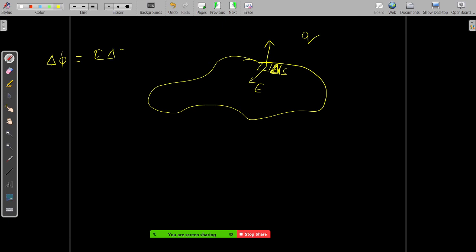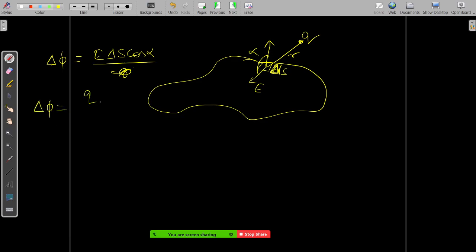Okay, so let's say we have this delta s, and let's say the angle between these two is alpha. So delta s cos alpha divided by r squared, where r is the distance from here. Sorry, delta s cos alpha, right? This is the total small flux. So this becomes how much?